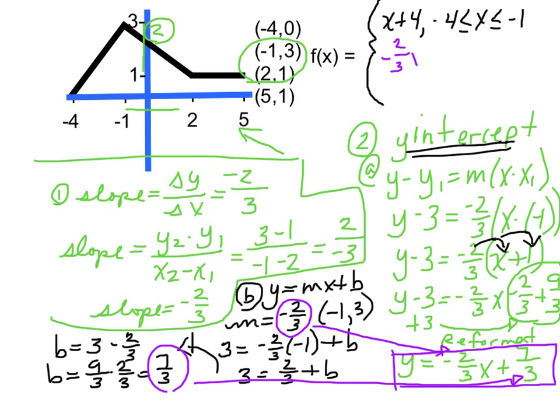Okay, now we're going to write our second line segment out: negative 2/3 x plus 7/3. Remember that the y equals is already taken care of with the f(x), and we are going to then restrict our domain between a negative 1 and a 2, so I'm going to have negative 1 is less than x is less than 2, and that is our second line segment of the piecewise function.